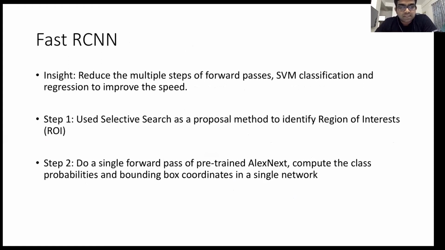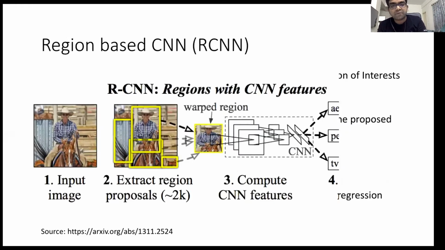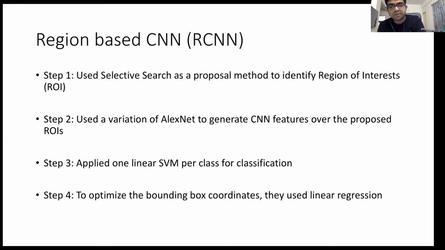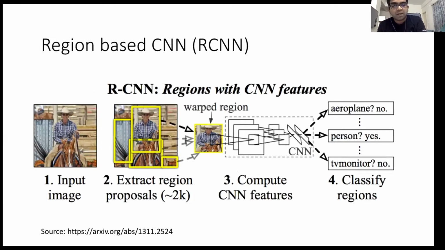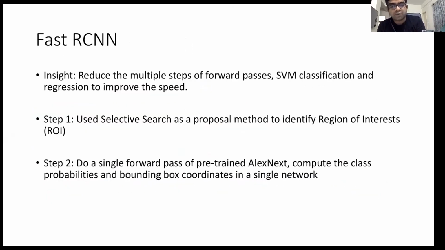So the authors thought that we have to reduce the number of steps involved, and they thought of coming up with one architecture to do the entire classification and regression task of the bounding box. So then they came up with this approach called Fast RCNN, where the first step was to again use selective search as a proposal method to identify the regions of interest. Once they find the regions of interest, they do a single forward pass of pre-trained AlexNet. Earlier they were doing a forward pass for each of those regions of interest, which was too costly. Now they did a single forward pass.